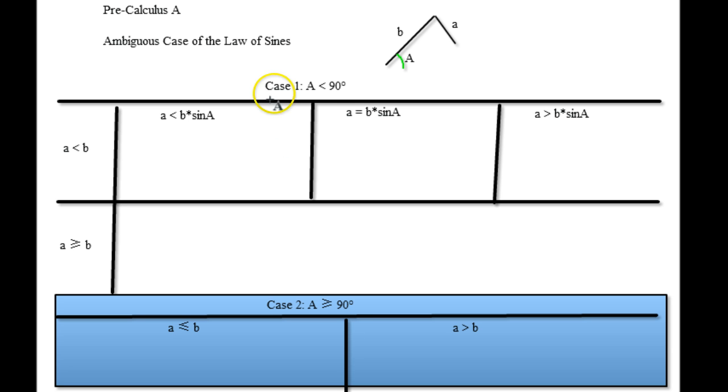Okay, so case one, if A is less than 90 degrees. Now let me tell you this right now. When working with the ambiguous case of the law of sines, it's almost like a choose your own adventure book. In a choose your own adventure book, you see the situation, then you choose the right path. In this case, you're given the situation. So for example, if case one is you have angle A less than 90 degrees, then you follow these three situations, or this fourth one. If it's greater than or equal to 90 degrees, then you follow these two situations down at the bottom. So it depends on what you start with.